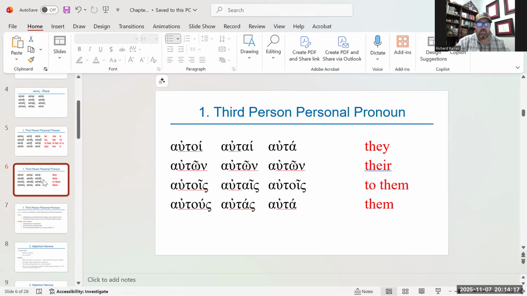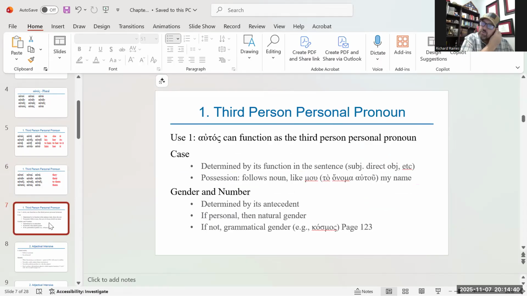And this is just a paradigm that you're going to have to memorize as you move forward. But autos is pretty easy to pick out of a sentence. You're already memorizing the noun paradigm, and so you can see the form that autos takes. It's going to be pretty easily recognizable. Now, there are three uses. That was the title of this lecture, three uses for autos in Greek.